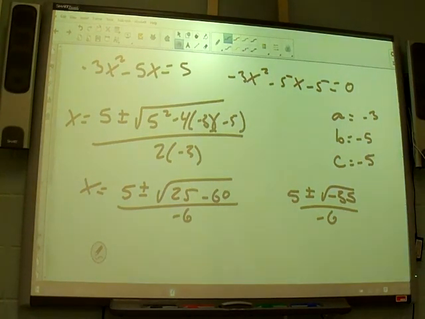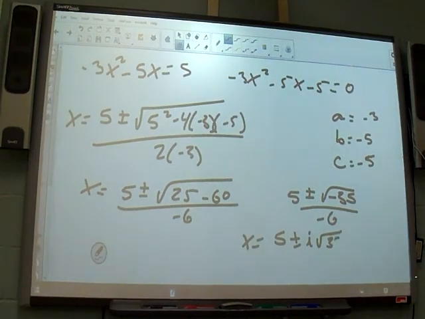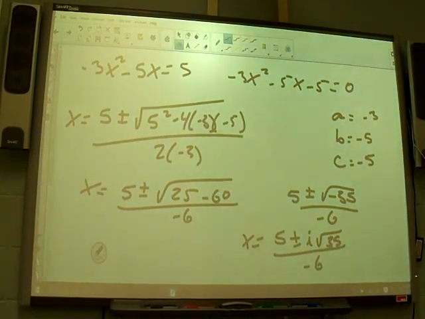Go ahead and tell me what you were going to say when I cut you off. What do I need to do? Take the negative out. Very good. When you've got a negative underneath the square root, change it to positive and bring an i out. So your final answer here would be x equals 5 plus or minus i square root of 35 all over negative 6.